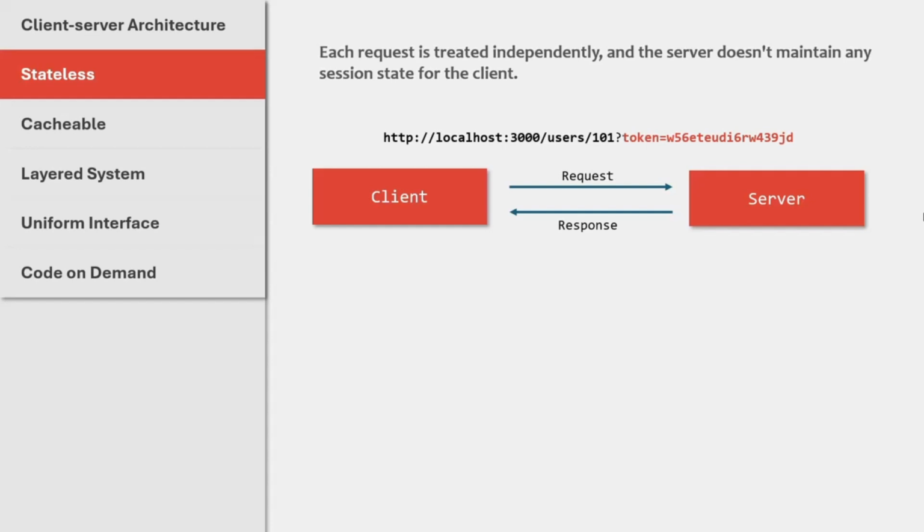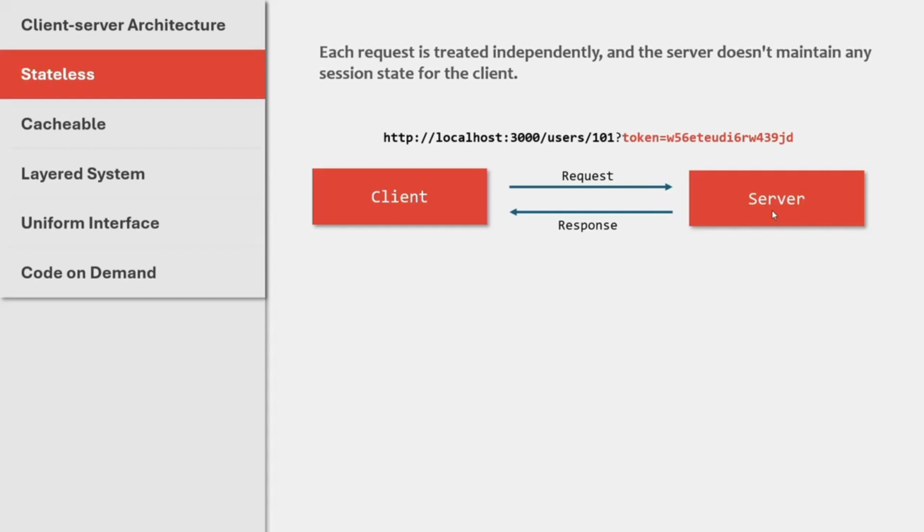And the server is also not going to store this authentication token on the server. And that's why we say that REST API should be stateless. No data should be saved on the server, and all the information which is required to process a particular request should be sent with the request itself.